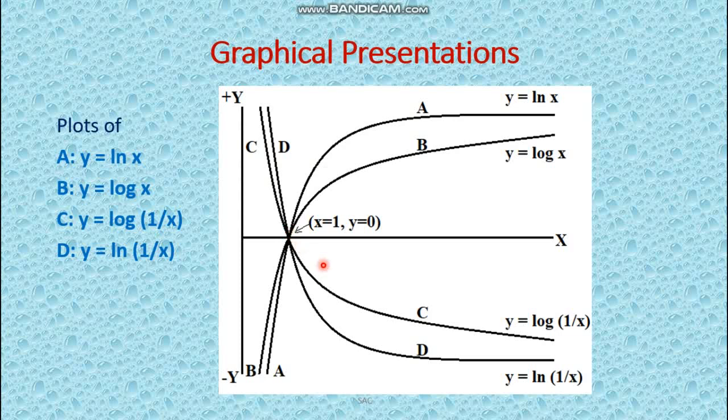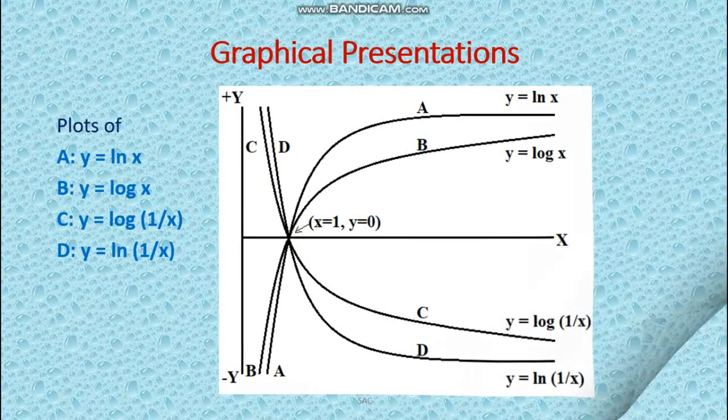So that's all about today's lecture on unit, dimension, constants, fundamental constants and graphical presentations. And finally, thank you.